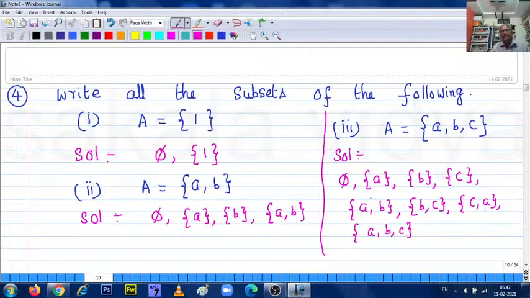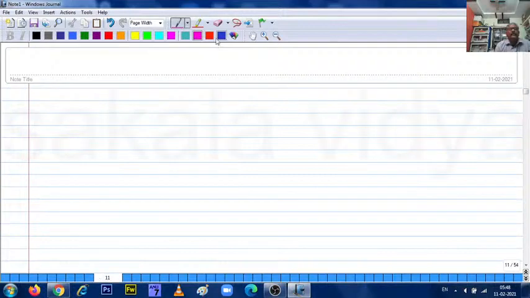Total how many subsets will we get? 1, 2, 3, 4, 5, 6, 7, 8. For example, if 3 elements are there in the set, we get 2 cubed, that is 8 possible subsets. Understood now? So next, fourth question.